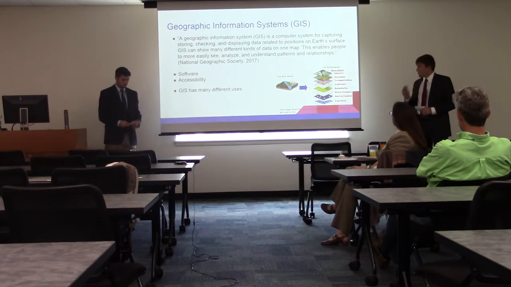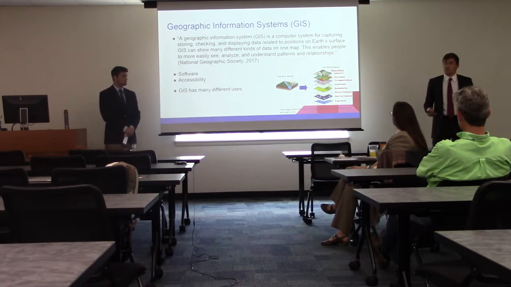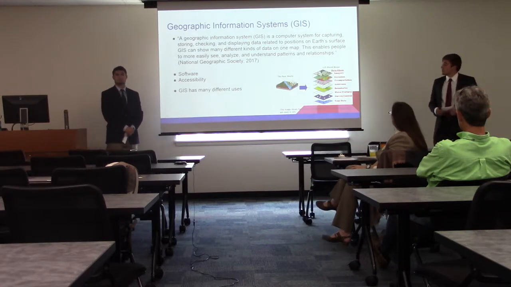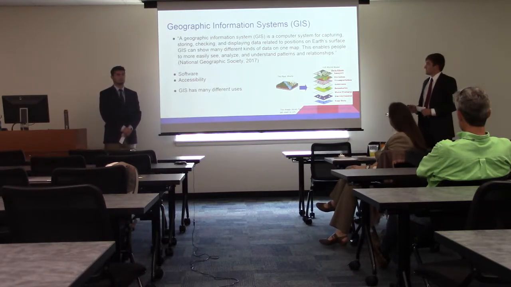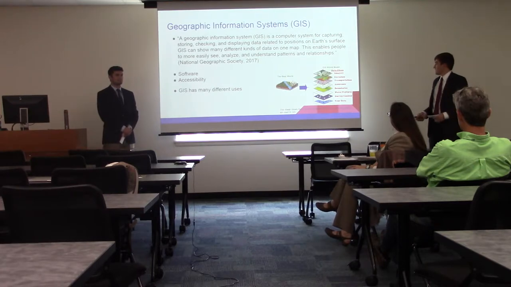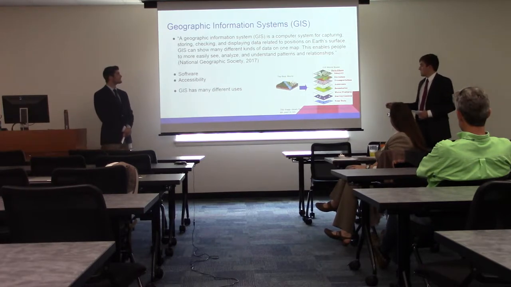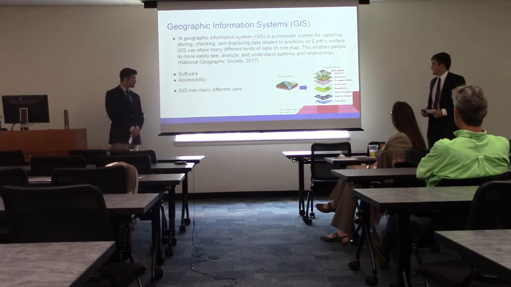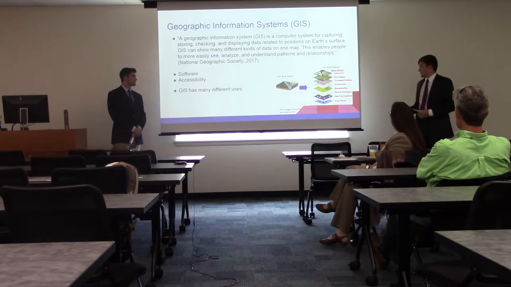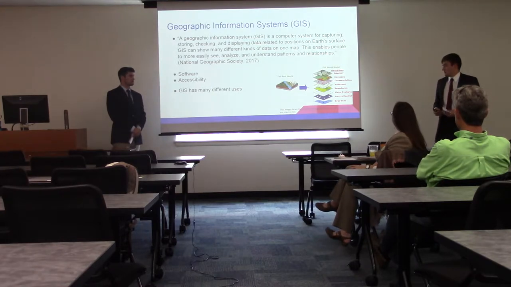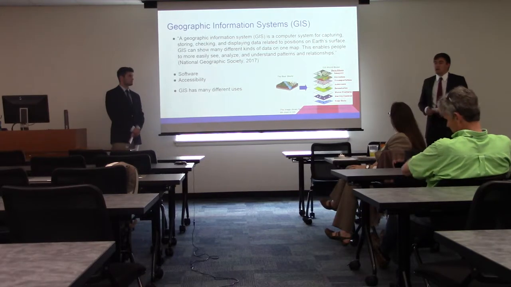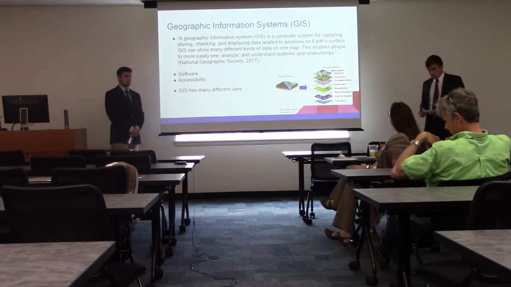So what is GIS? It stands for Geographic Information System, and it's a computer system for capturing, storing, checking, and displaying data related to positions on the surface. It can show many different layers, as you can see in the bottom right pic, that it shows the real world, and then what you can put into GIS is imagery, elevation data, transportation, addresses, boundaries, water features, survey control, and your own data.